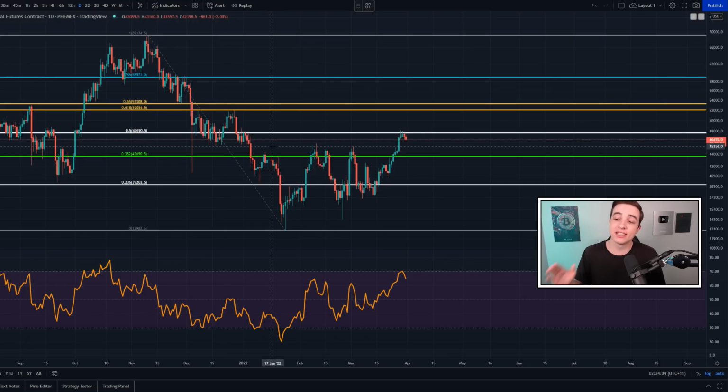And heading over to the daily Bitcoin chart, we still have the 50% level coming in at just underneath 48,000, which is acting as our immediate point of resistance for the Bitcoin price, and anything above 48,000, I'll be looking towards the golden pocket at around 52,000 to 53,000.